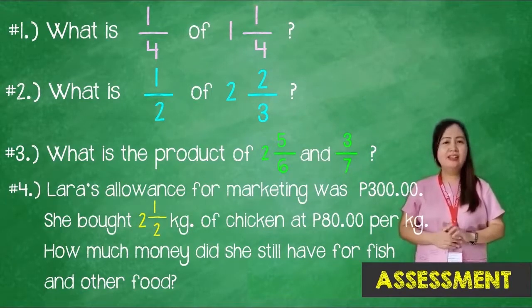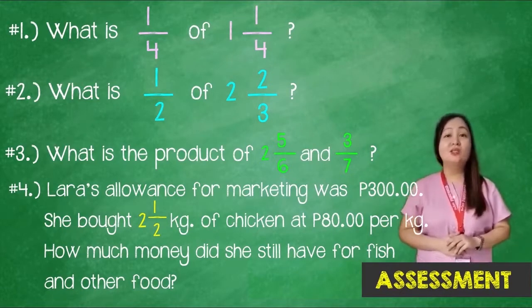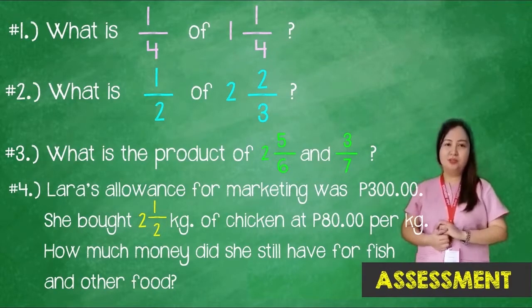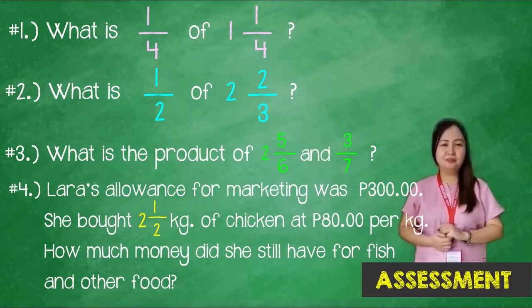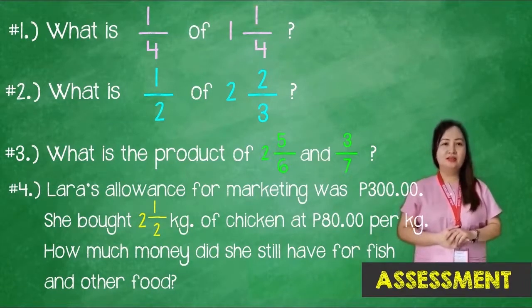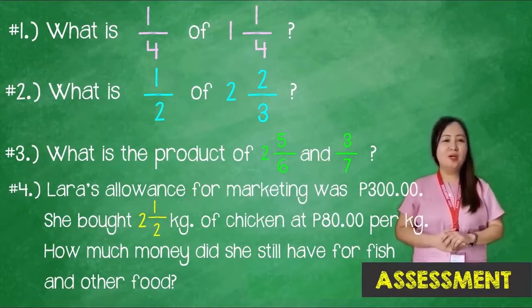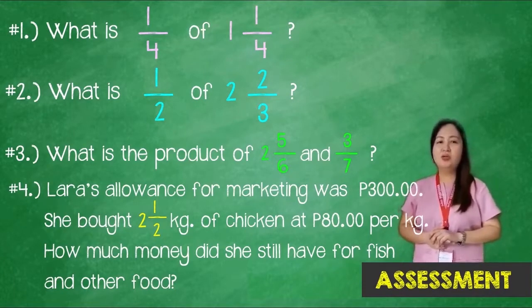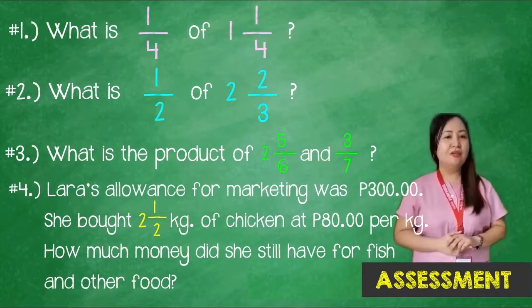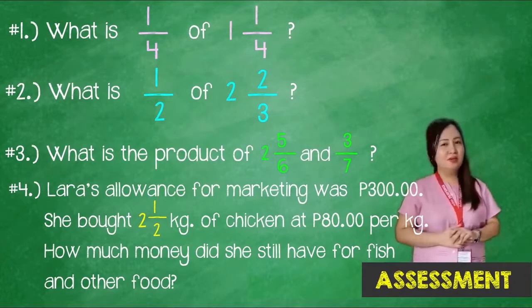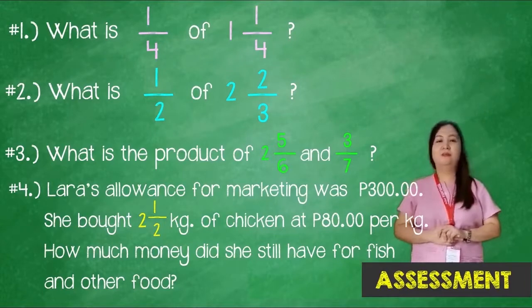On this part, let us see if you can write the steps in solving word problems. Do not forget to simplify your answer. Let's have this problem. Laura's allowance for marketing was 300 pesos. She bought 2 and 1/2 kilogram of chickens at 80 pesos per kilogram. How much money did she still have for fish and other food? So you need to write the steps in solving word problems and answer the steps on it.